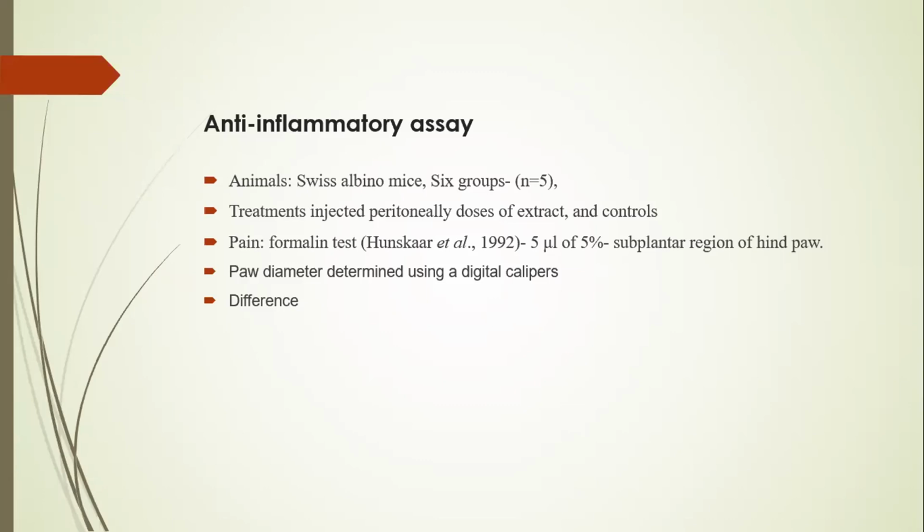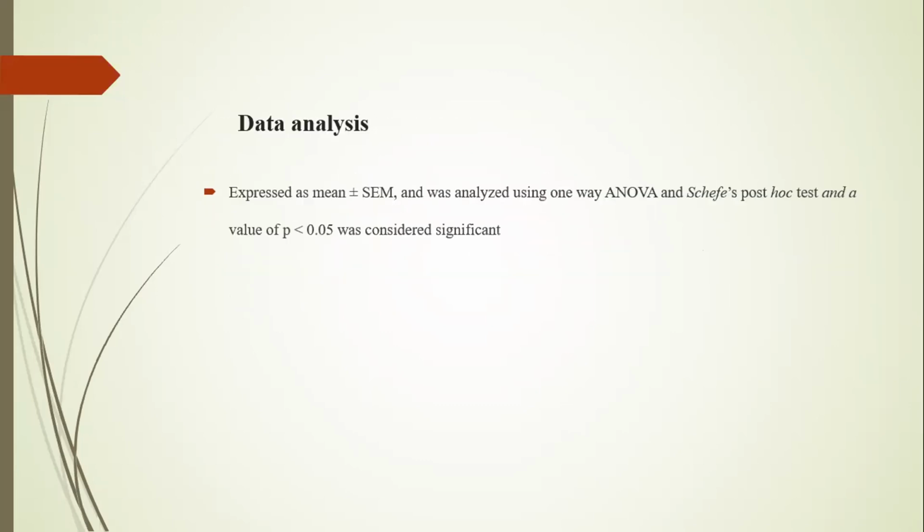Anti-inflammatory assay: the animals used here were Swiss albino mice, again with the same grouping, and the treatment was the same. The inflammation was induced by injection of 5 mils of 5% formalin, again in the subplantar region of the hind paw. The paw diameter was determined using digital calipers, and the difference in diameter was measured every 30 minutes for 2 hours. The difference from the initial one was taken to be the edema developed in the hind paw.